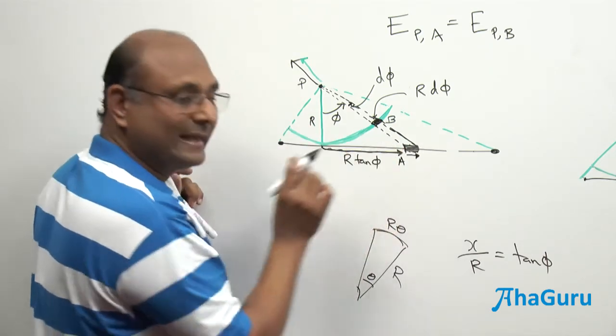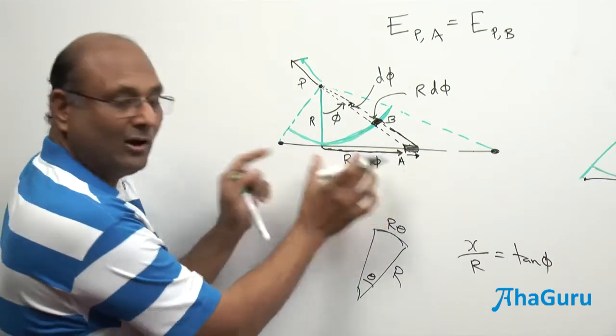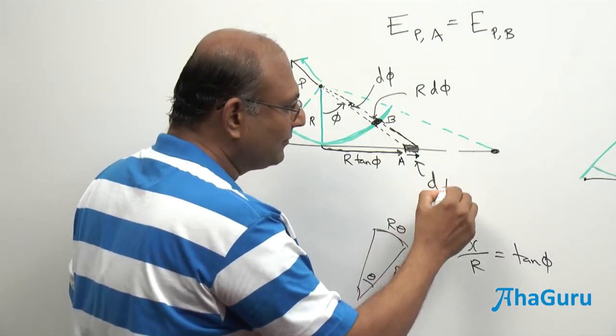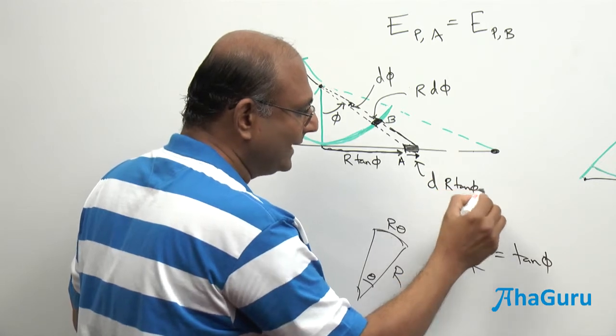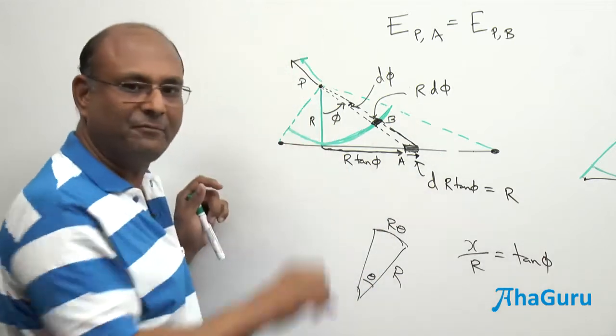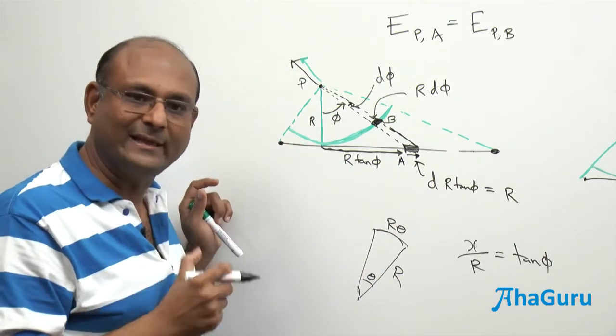So what about that increase that I'm going to get? d of r tan phi. So this thing is d of r tan phi. r is a constant, so I can pull that out. What is d of tan phi? What is the differentiation of tan theta?